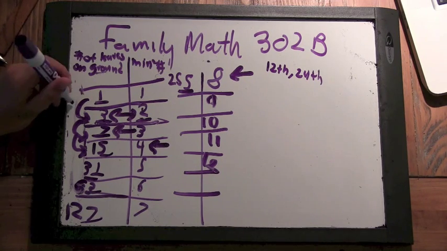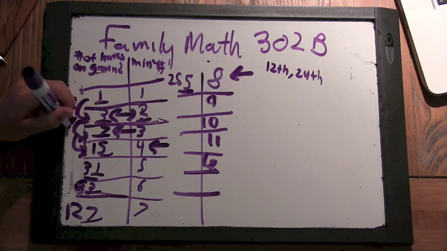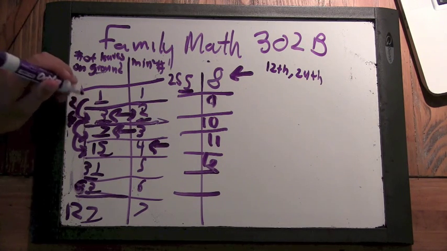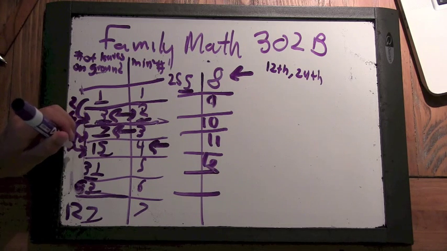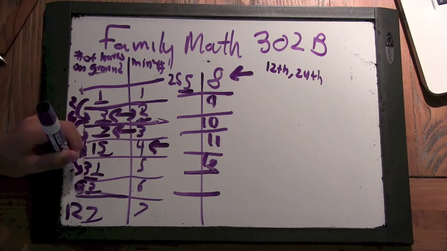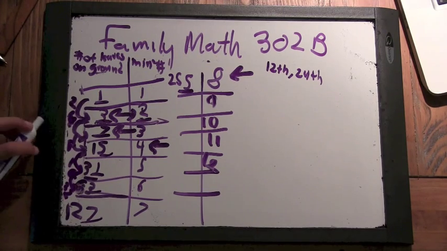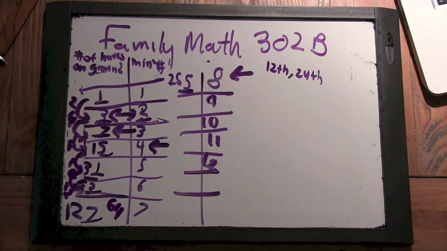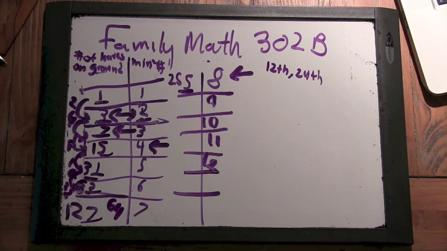To get from 1 to 3, you have to add 2. To get from 3 to 7, you have to add 4. I don't know if you can see this or not, but to get from 7 to 15, you have to add 8. 16, and 32, and 64, then 128.